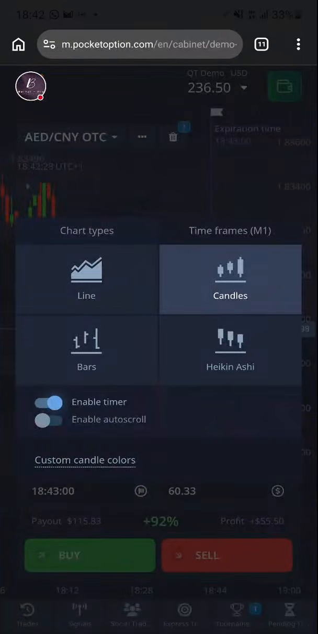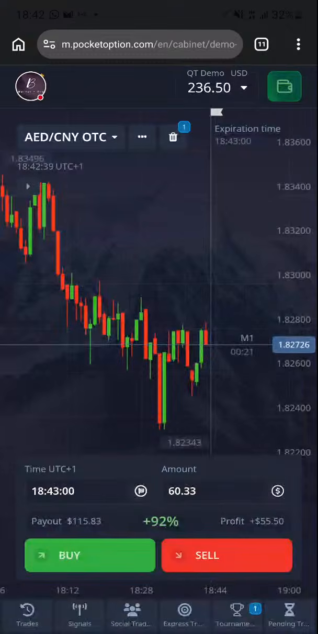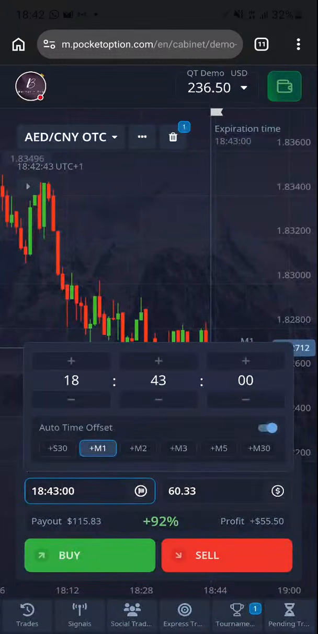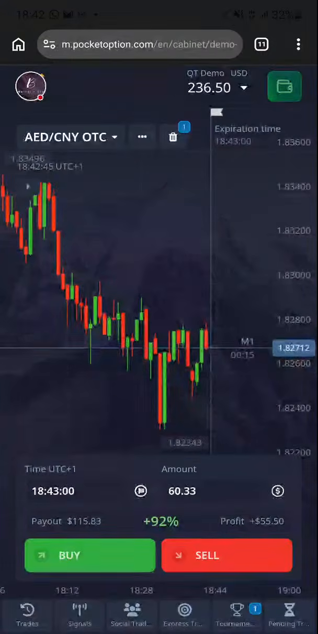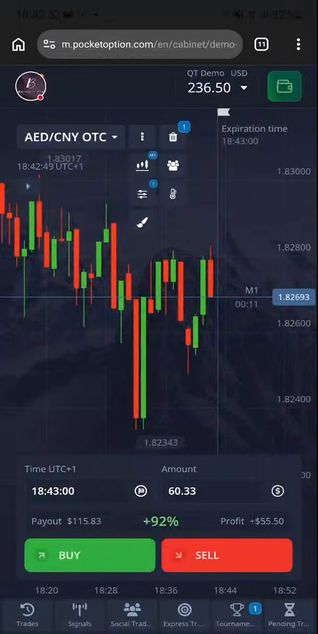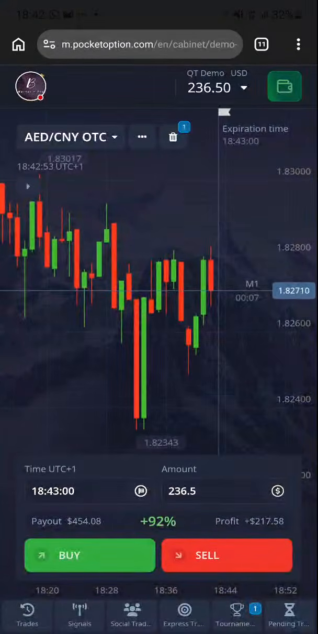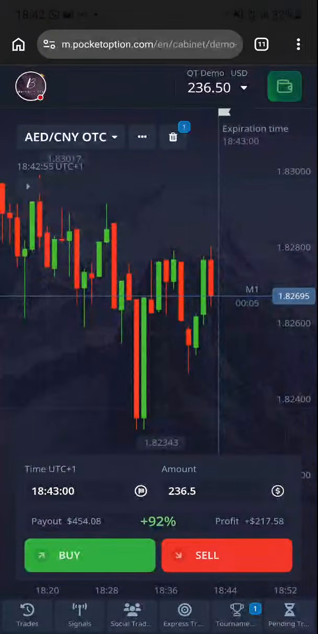The chart type is candlesticks. We'll enable the timer here. We'll disable this auto scroll thing. Time frame is M1, and we have flag mode. You can see now. Let's look for another opportunity. We still have that third breakout that we marked the other time, but this time around, let's clear this. We are going to start with 100.